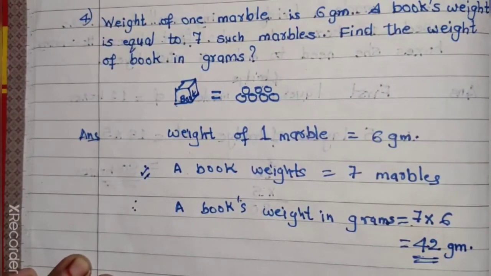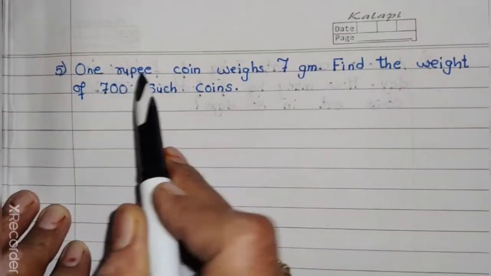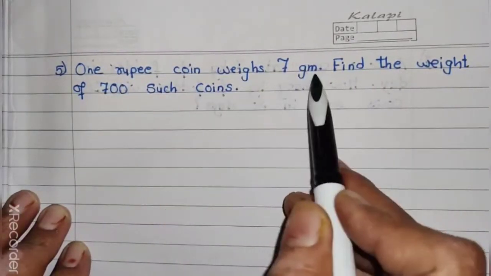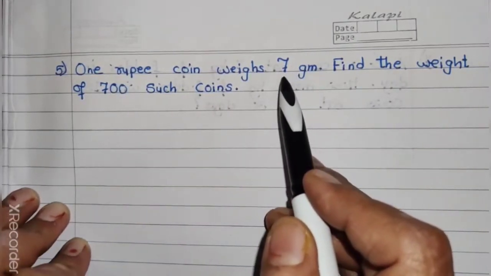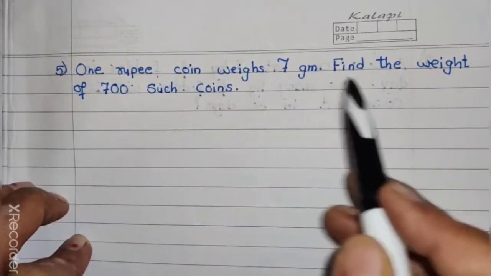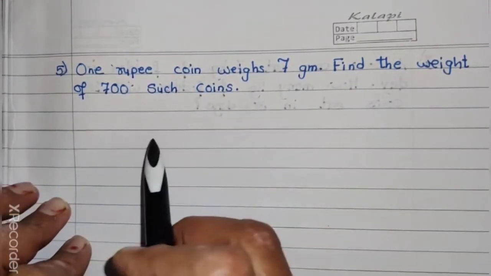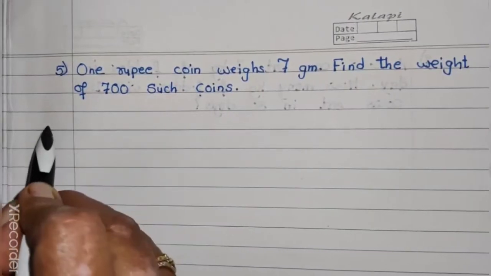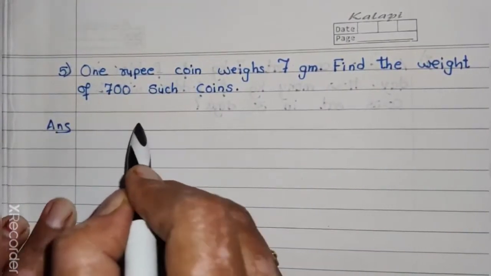Now let us move ahead. The next question is 1 rupee coin weighs 7 gram. Now 1 rupee coin was there and the weight of that coin was 7 gram. You have to find the weight of 700 such coins. Again, it is a sum of multiplication. Let us see how you are going to write the statement.